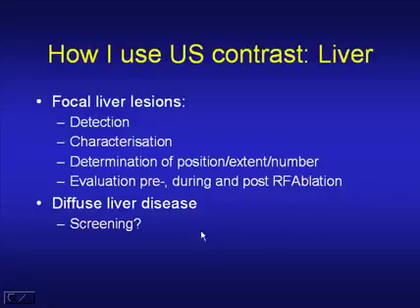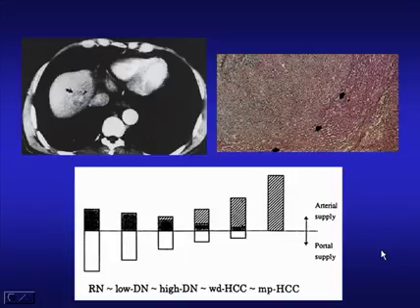And there may well be a role in patients with diffuse liver disease such as cirrhosis or HCV and HBV infection, where we can screen the liver more effectively for early detection of primary hepatocellular carcinoma.